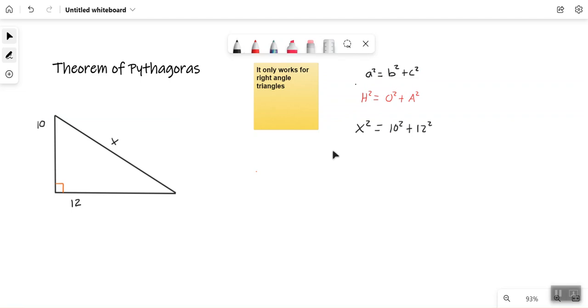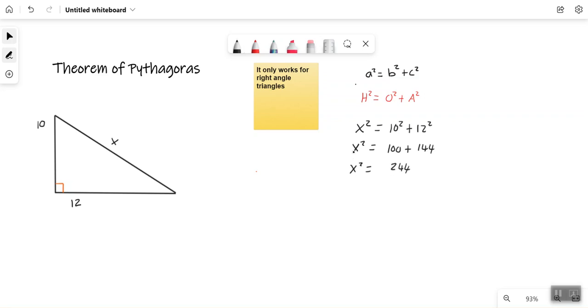Then we just plug in the values that we have, and we can start to solve it. So x squared is equal to 10 squared plus 12 squared. If we work out what these are, 10 squared is equal to 100, plus 12 squared, which is equal to 144. And then if we add these together, x squared is equal to 244.